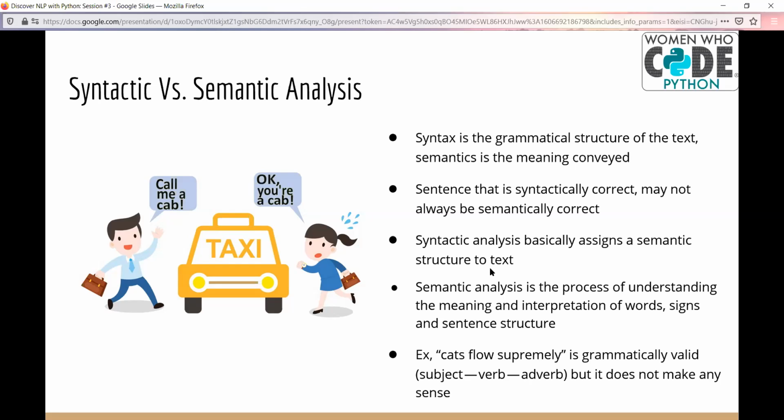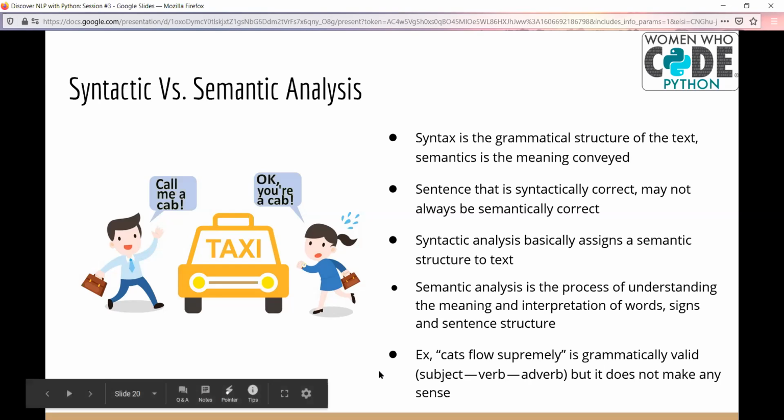Syntactic analysis basically assigns a syntactic structure to the text, and semantic analysis is the process of understanding the meaning and interpretation of words, signs, and sentence structure. Not only the "call me cab" example, there could be any example. Let's say there is another example, "cats flow supremely." It's grammatically valid, but it does not make any sense. So in machine learning, we have to take care of both of these things, both syntax and the semantic.